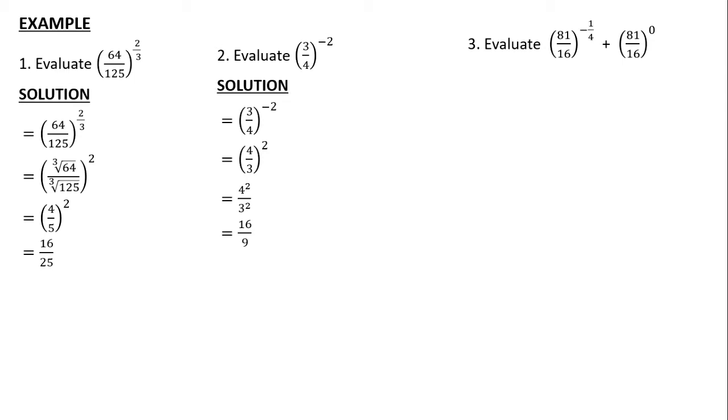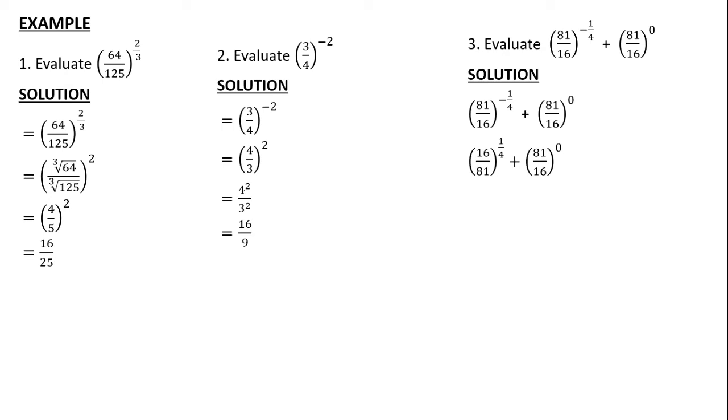We go to the next one. Evaluate 81 over 16 to the power negative 1 over 4, plus 81 over 16 to the power 0. The first thing we are going to do is change that negative 1 over 4 to a positive by introducing a numerator 1. When we introduce that, 1 divided by 81 over 16 will become 16 over 81. Then any base a to the power 0 is the same as 1.